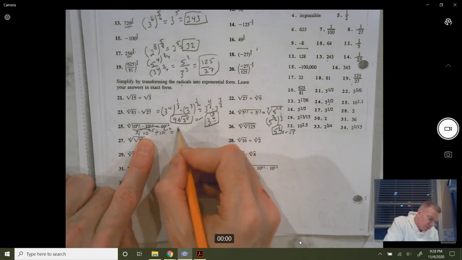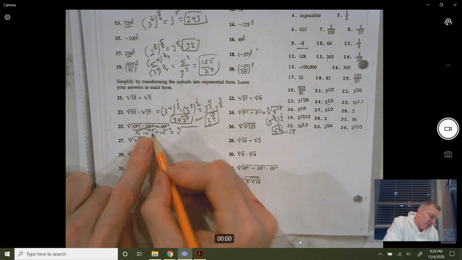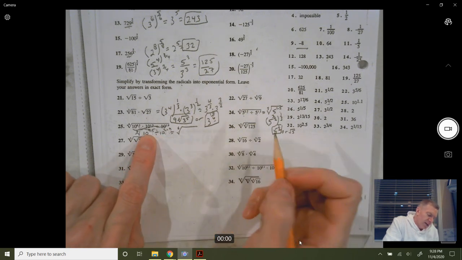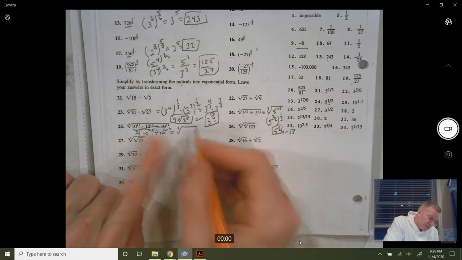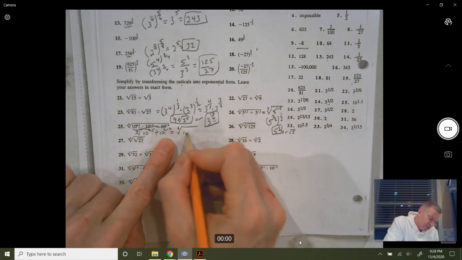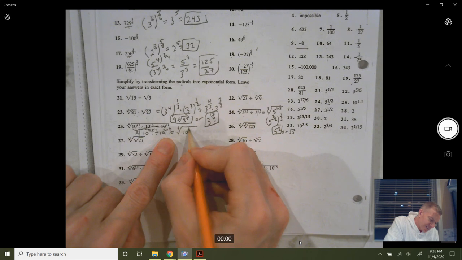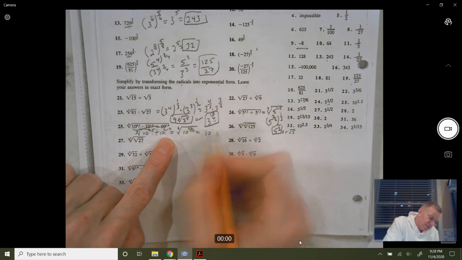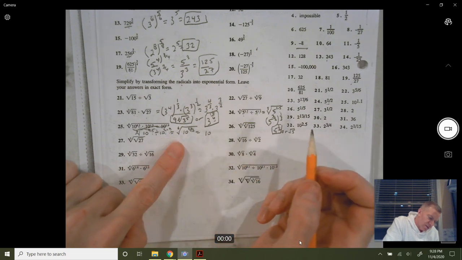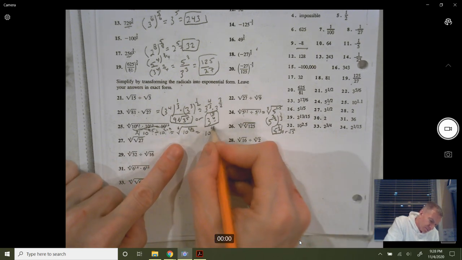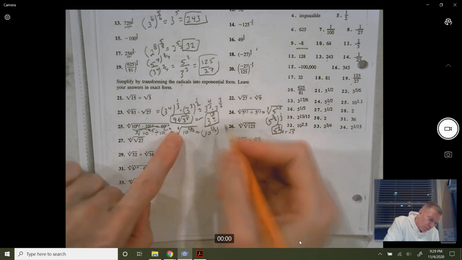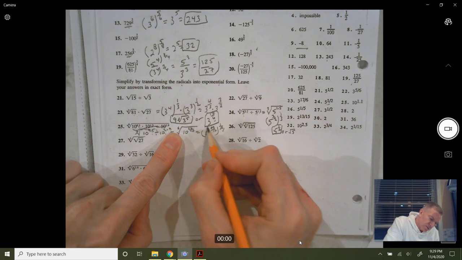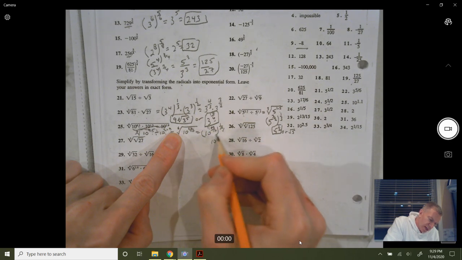So I've got the sixth root of 10 to the 9.5 minus 2.9. So 9.5, 8.5, 7.5, 6.6. So 10 to the 6.6, or 66 over 10. So I've got 10 to the 66 over 10, raised to the 1 over 6. So this reduces, this and 11. So 10 to the 11 over 10.